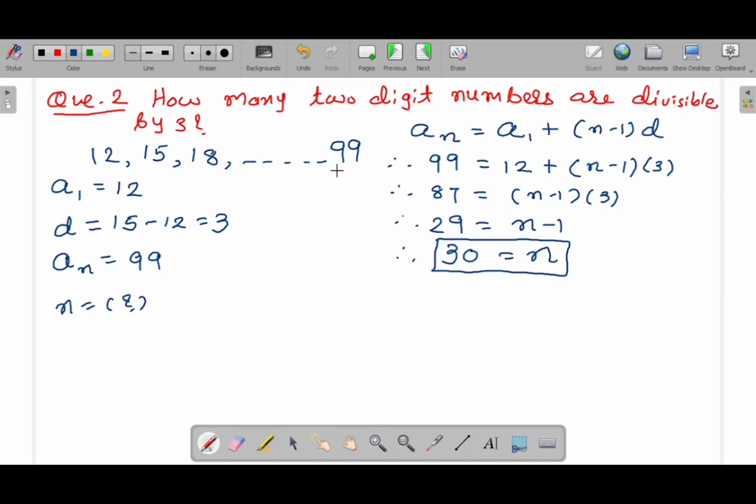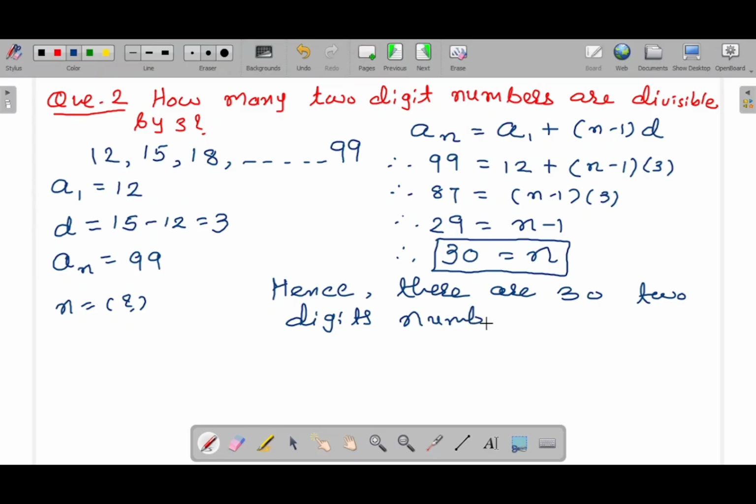And can I get any two-digit number more than 99 which is divisible by 3? No, because more than 99, it will go to 100, but it is a three-digit number. So totally there are 30 terms, 30 two-digit numbers which are divisible by 3. So, thus or hence, there are 30 two-digit numbers divisible by 3.